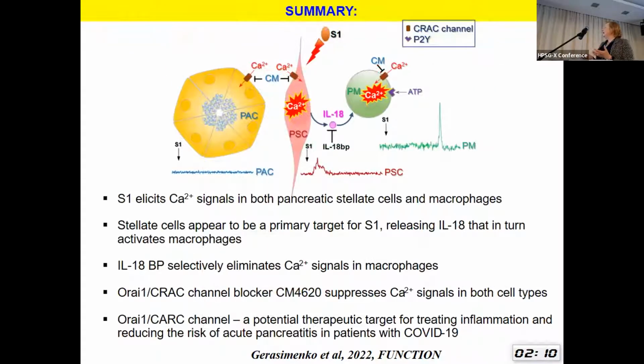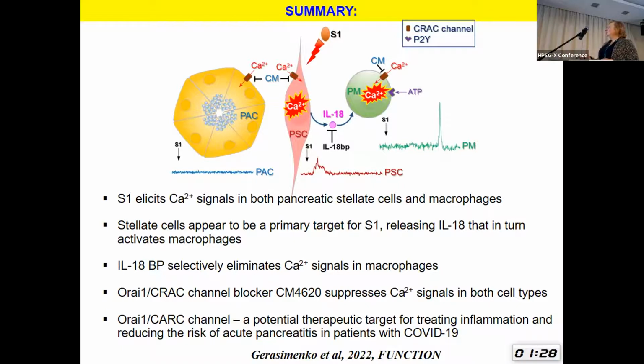So that's the summary of our investigation. First of all, for the first time, we have shown that S1 elicits calcium signals in both pancreatic stellate cells and macrophages, but not in pancreatic acinar cells. Stellate cells appear to be a primary target for the S1 protein, and we propose that they might release interleukin 18, which in turn activates macrophages. And we found that the blocking peptides, the IL-18 binding peptides, selectively eliminate calcium signals in macrophages.